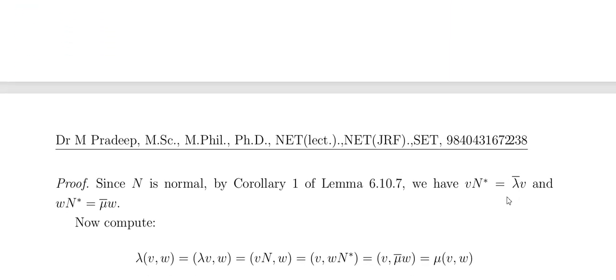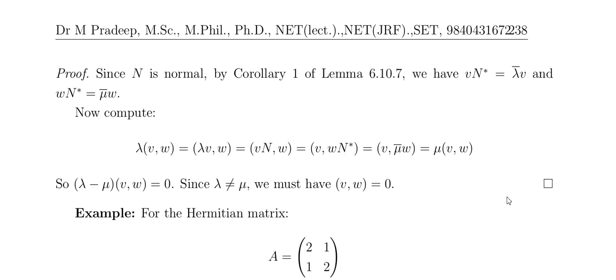Only in the case of N is the normal transformation. That is a very simple proof. N is normal, so Vn star equals lambda bar v, and Wn star equals mu bar w, we can write by using the very famous already proved result. So what we have to prove is (v, w) equals lambda (v, w). That is (Vn, w), that is (v, Wn star).